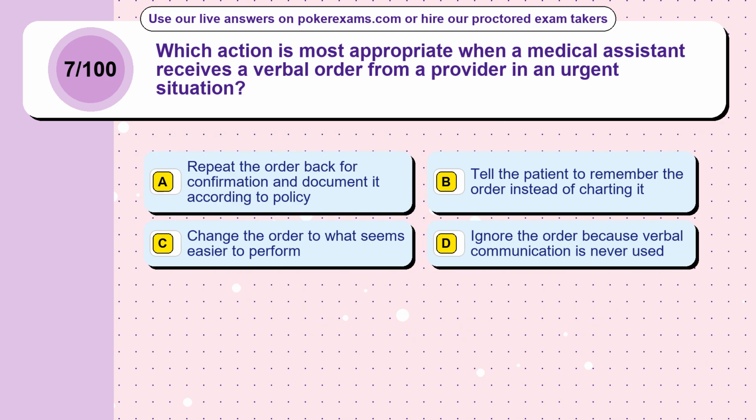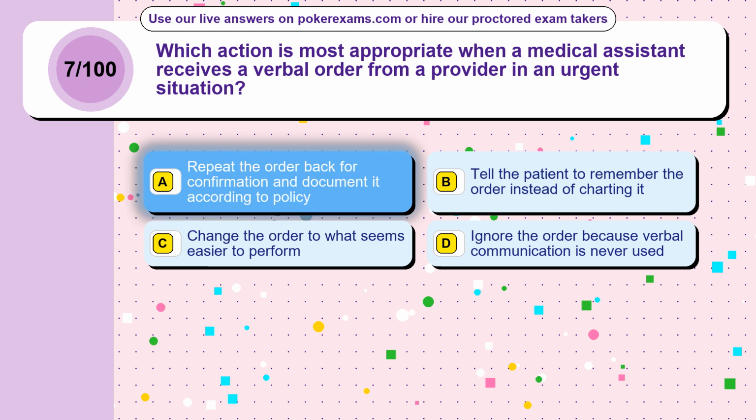Question 7. Which action is most appropriate when a medical assistant receives a verbal order from a provider in an urgent situation? Option A. Repeat the order back for confirmation and document it according to policy. Option B. Tell the patient to remember the order instead of charting it. Option C. Change the order to what seems easier to perform. Option D. Ignore the order because verbal communication is never used.